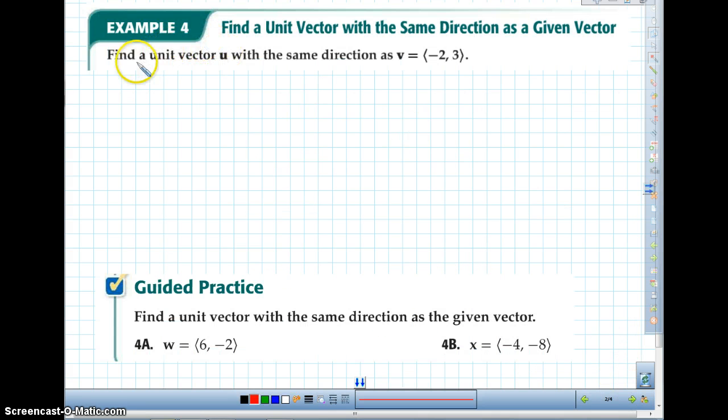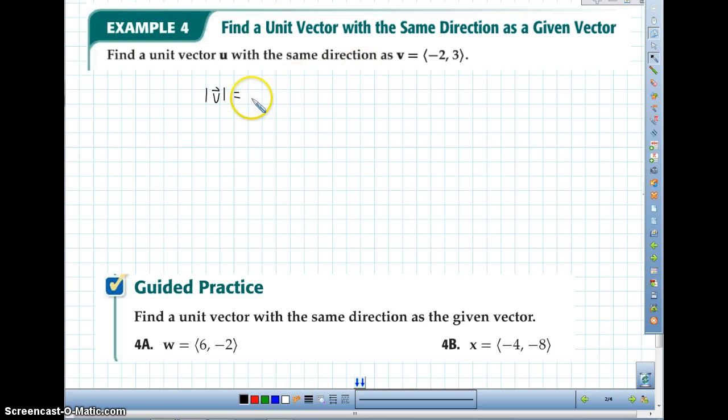Example 4 asks us to find a unit vector u. They're going to use that same name u for all of our unit vectors. They want it to have the same direction as this vector v. So if we could find the magnitude of v, all I have to do is take the original v and divide it by its magnitude, and that'll turn it into a unit vector. So let's start. First we need to find the magnitude of v.